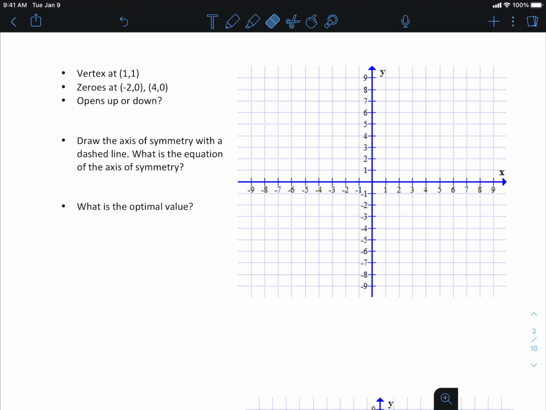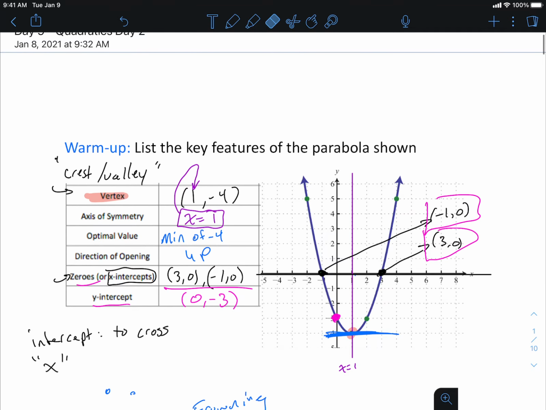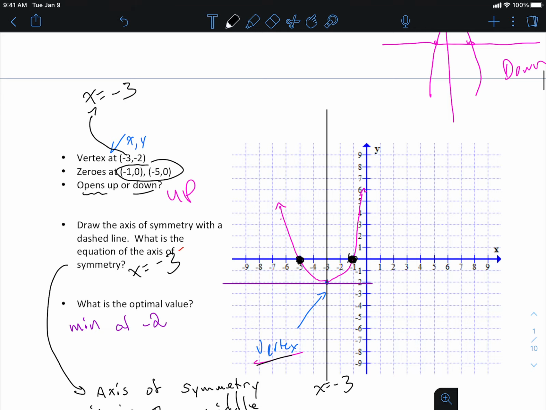Okay. So remember on your quiz, the question kind of looks like this, right? Where I provide you the graph and you tell me all the information. What I'm doing down here is the exact same thing.